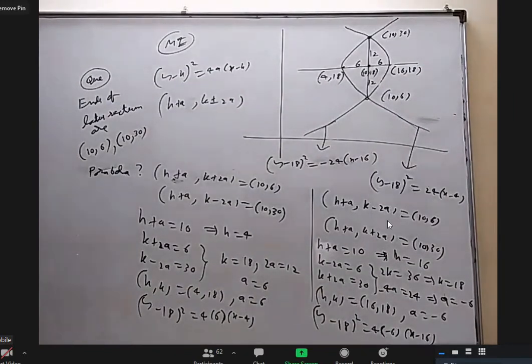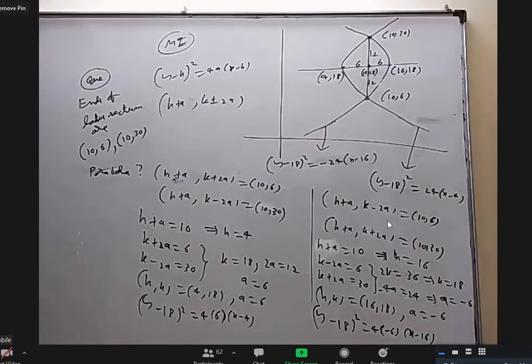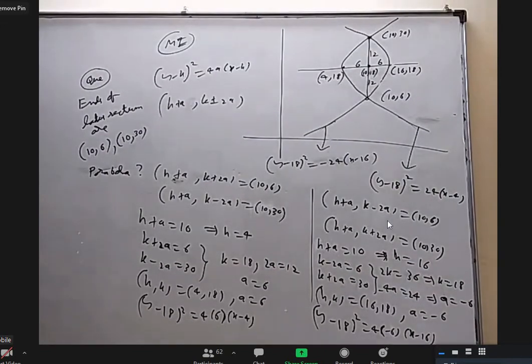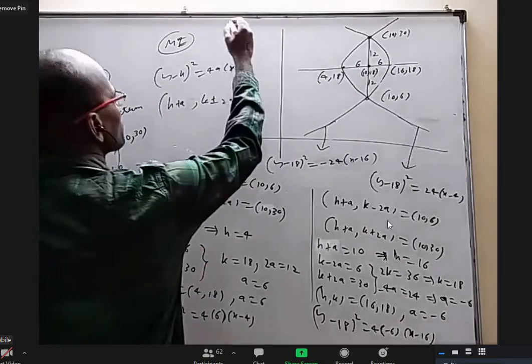Yes, Mr. Day, any other doubt you have? Sir, in the figure, sir, how did you get the point 16, 18 and 4, 18, sir? I showed you right there, 6 units. Yes, sir. How, sir? 6 units. Oh, I told you to write in the beginning.